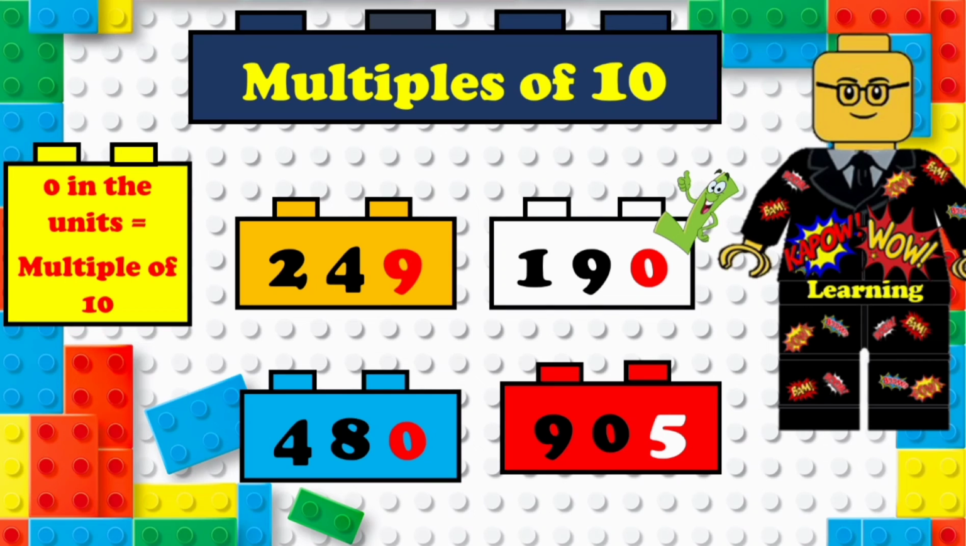190 has a zero in the units, so that is a multiple of 10. Any more? You should have said 480, because there's a zero in the units. 249, there is a 9 in the units, so it is not a multiple of 10. 905 is not a multiple of 10 either, because there's a 5 in the units. So the two multiples of 10 there are 190 and 480.